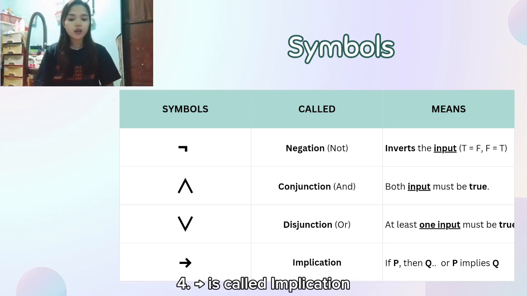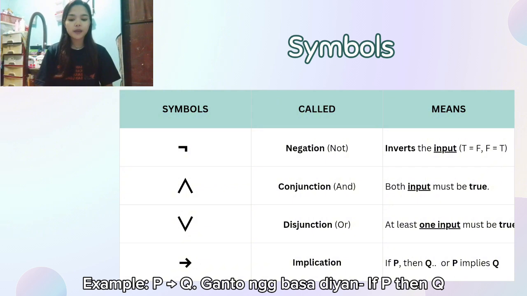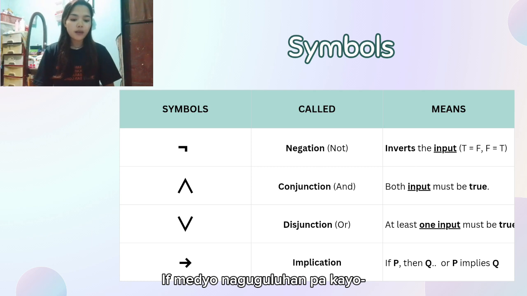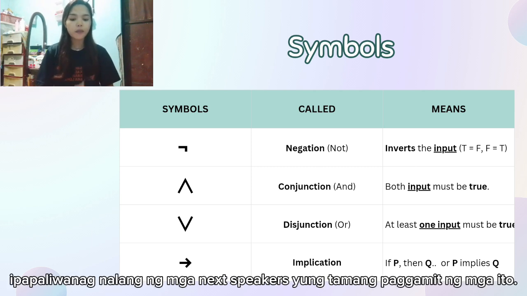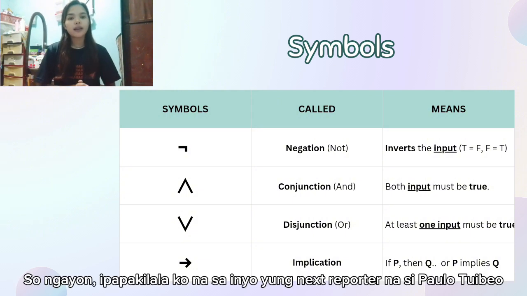Number 4 is implication, example P and Q. Ganito ang basa dyan: If P then Q. If medyo naguguluhan po kayo, ipapaliwanag na lang ng mga next speakers yung tamang paggamit ng mga ito. So sa ngayon, ipapakilala ko na sa inyo yung next reporter na si Paulo Tobeo.